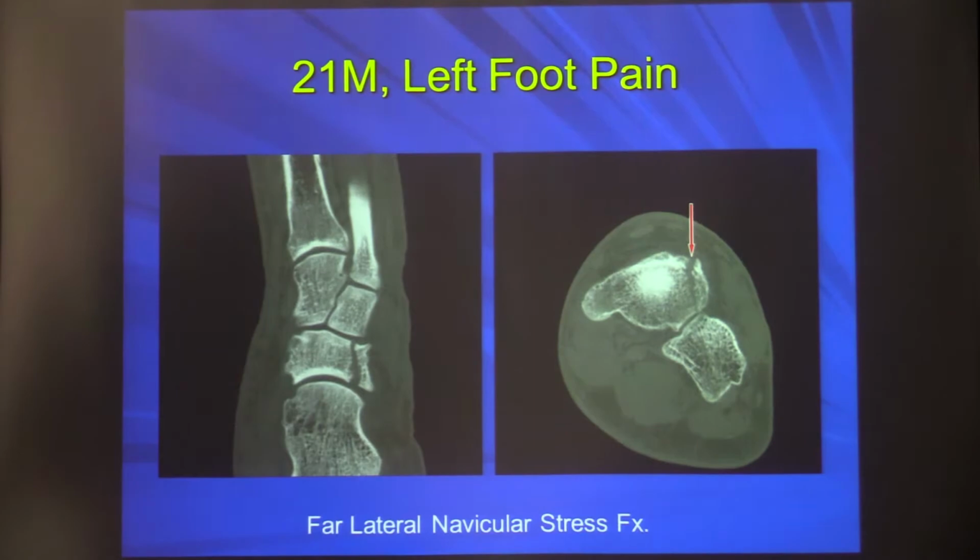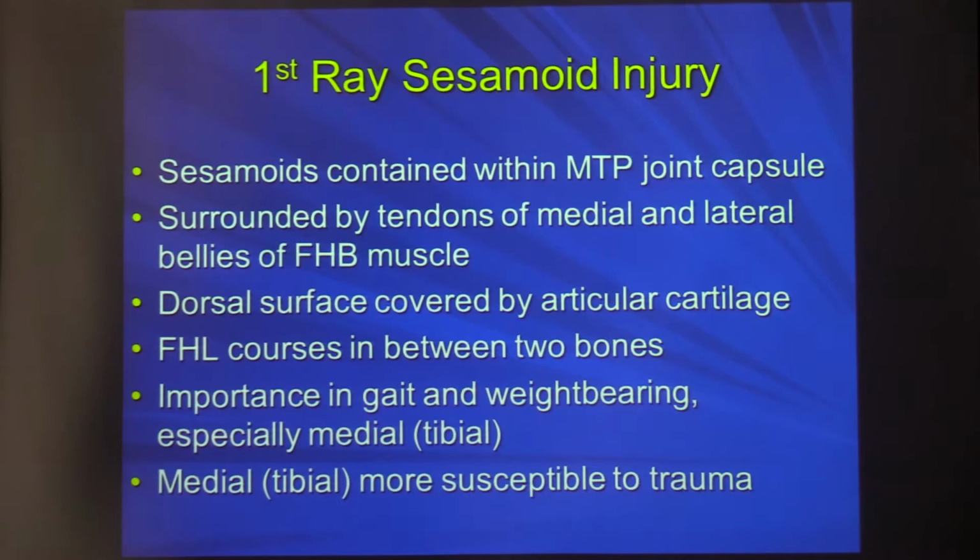I'd like to finish up with a discussion of first-ray sesamoid and then end up discussing turf toe. These areas are interrelated. The sesamoids are contained within the MTP joint capsule. They're surrounded by tendons of the medial and lateral bellies of the flexor hallucis brevis muscles. Dorsally, as you know, they're covered by articular cartilage, articulated with the base of the metatarsal head. The FHL tendon courses between the two bones, and they're extremely important in gait and weight bearing, with a greater amount of force placed on the medial or tibial sesamoid than on the lateral or fibular sesamoid, hence the medial is more susceptible to trauma.